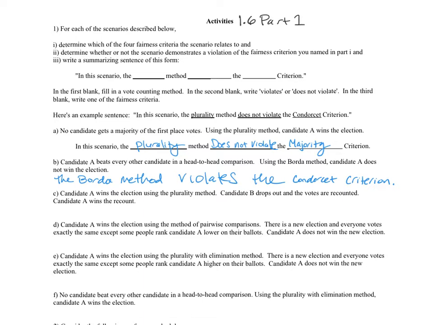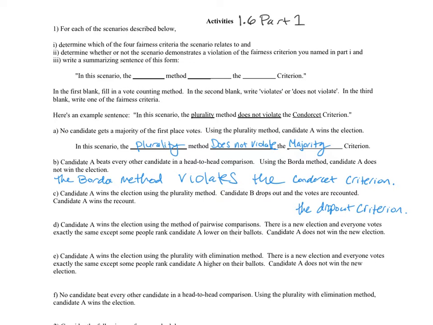Part C, candidate A wins the election using the plurality method. Then candidate B drops out and the votes are recounted, and candidate A wins the recount. So because candidate B drops out, that is probably the dropout criterion that we are discussing, also known as independence of irrelevant alternatives, or IIA. We'll just call it dropout. Okay, so we are talking about the dropout criterion.